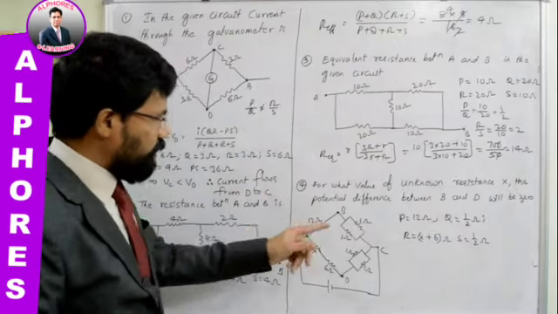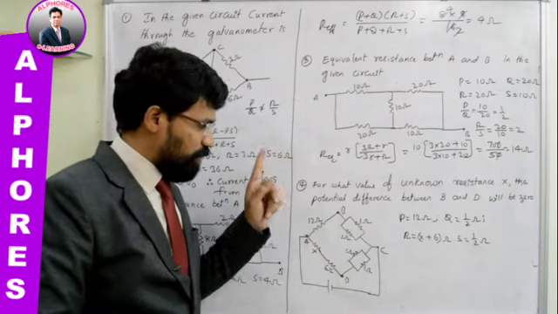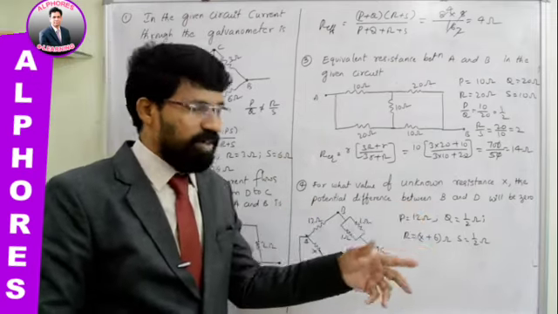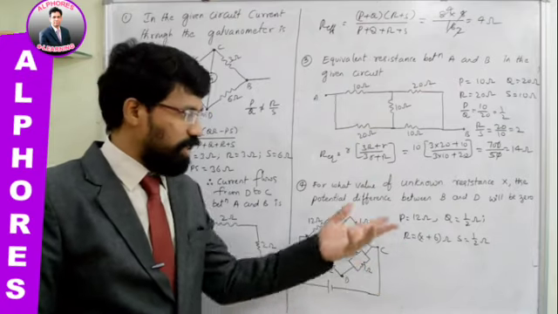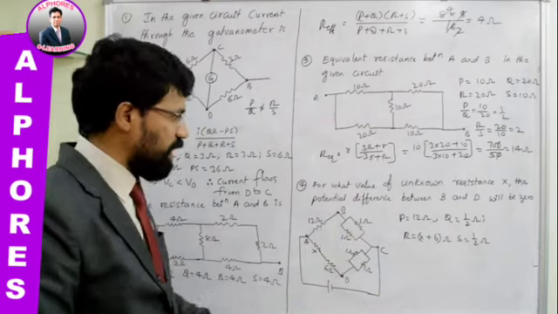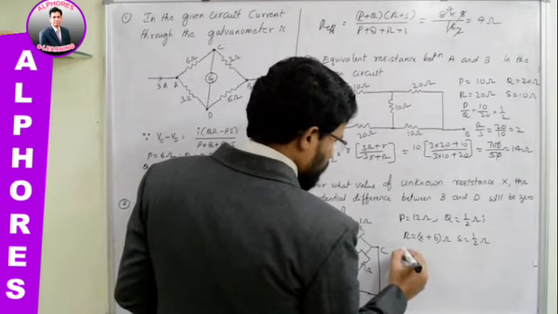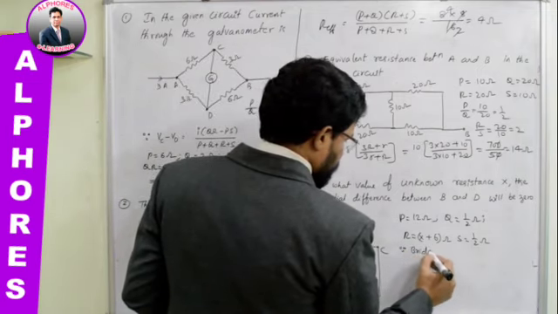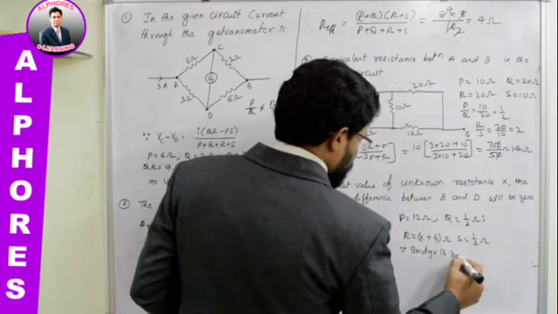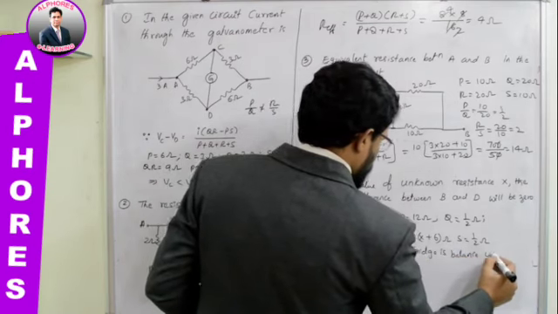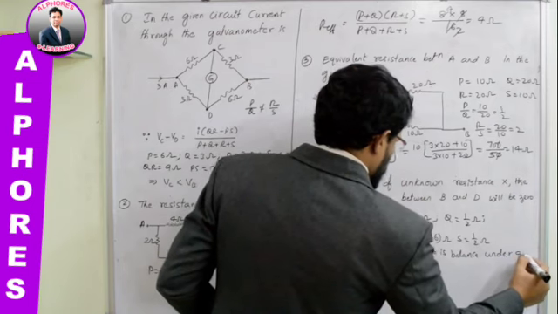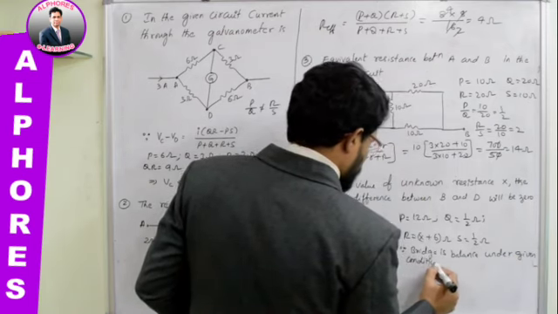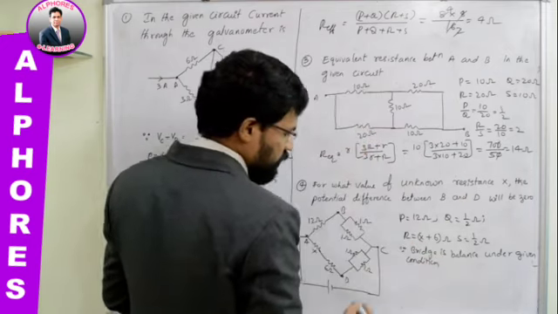And it was already mentioned indirectly in the question that the bridge is balanced. Because he is talking about potential difference between B and D being 0, isn't it? That is possible when the bridge is balanced. If the bridge is balanced, P by Q is equal to R by S, isn't it? Since the bridge is balanced under the given condition. What condition is given here? Under this condition it is balanced.